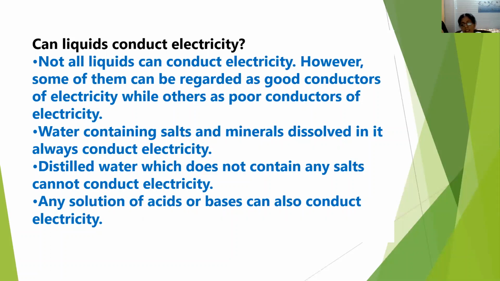In the same way, any solution of acids or bases can also conduct electricity. So good conductors of electricity, you can say, are water with salt and minerals dissolved in it, and acids and bases. All are examples of good conductors of electricity. But distilled water, as it doesn't contain any salts in it, is a poor conductor of electricity.